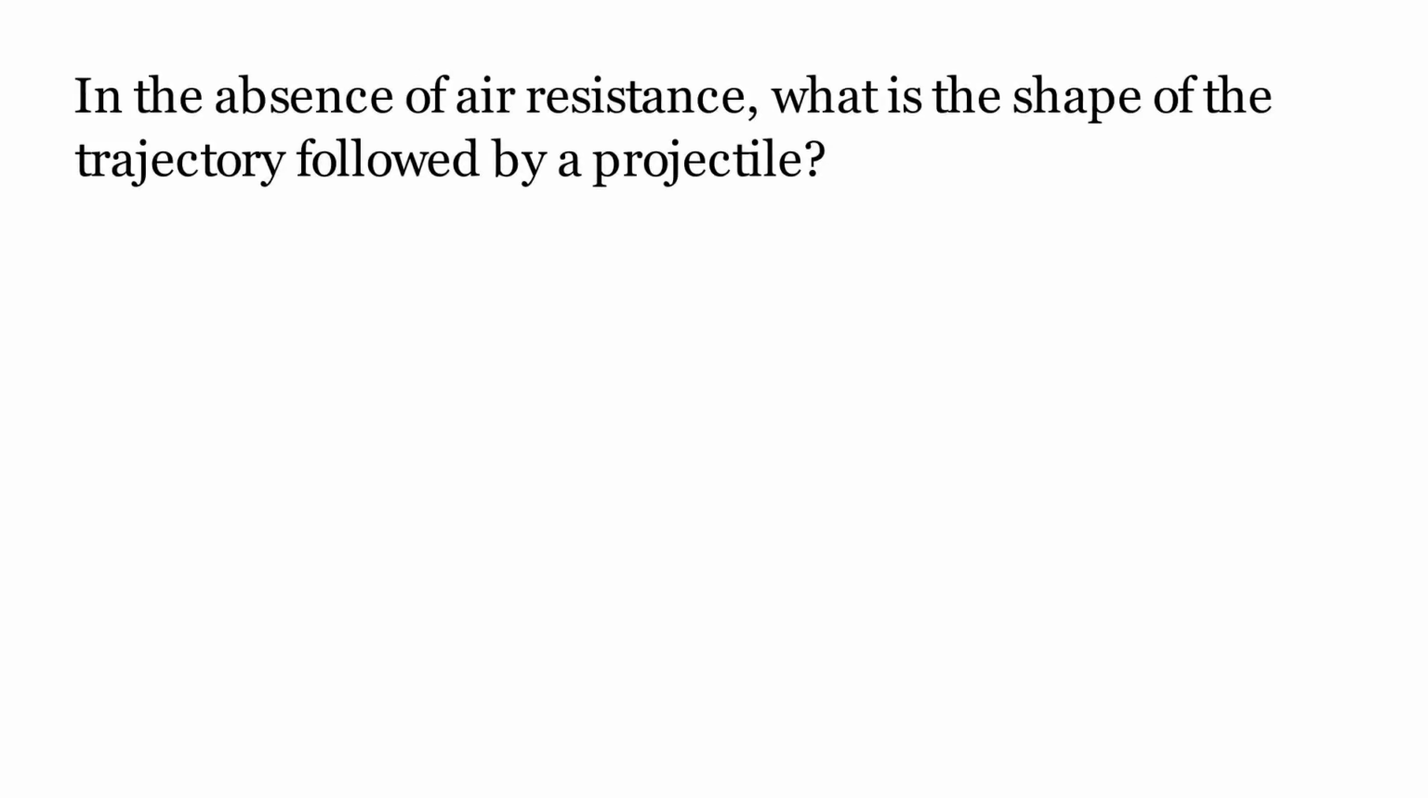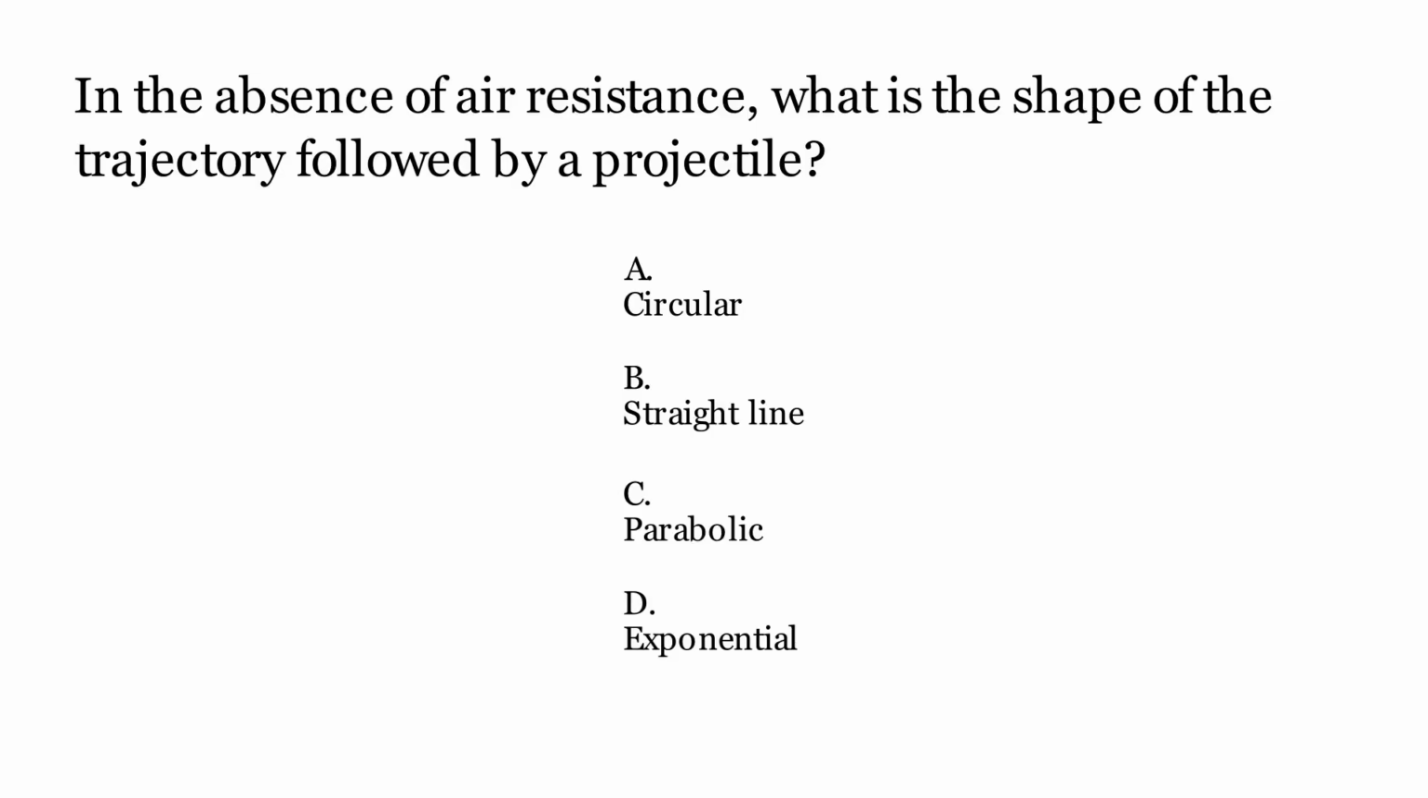In the absence of air resistance, what is the shape of the trajectory followed by a projectile? Letter A. Circular. Letter B. Straight line. Letter C. Parabolic. Letter D. Exponential.